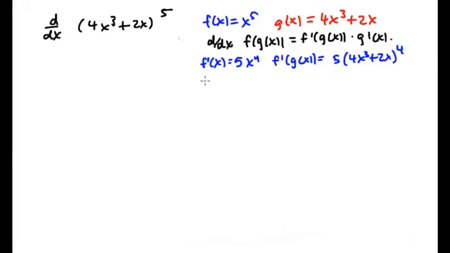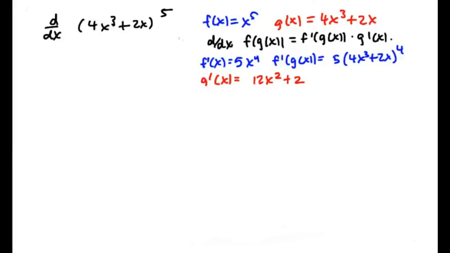Now what's g prime of x? Well, we just use our power rules. The derivative of 4x cubed, it's 3 times 4x, which is 12x. We decrement the power by 1, that's 2. And then we add plus 2x. Well, the derivative of 2x is just 2. So now we have our answer.